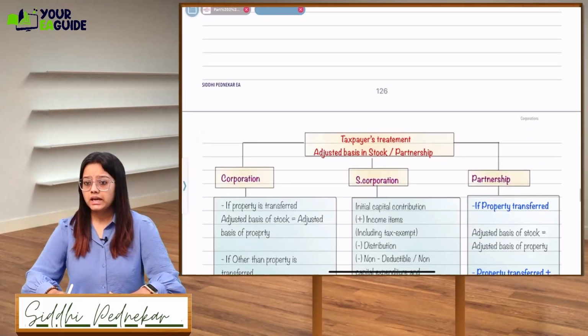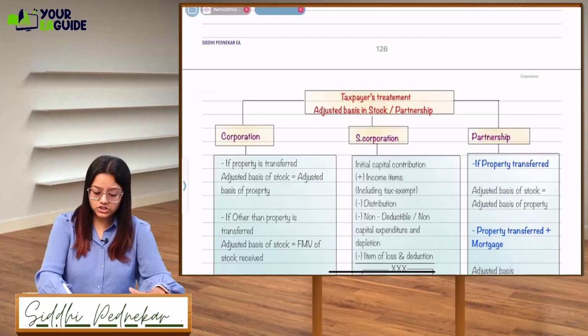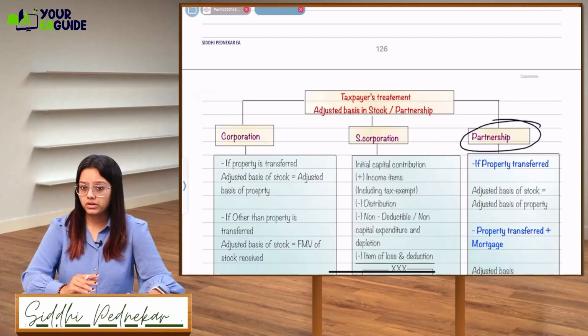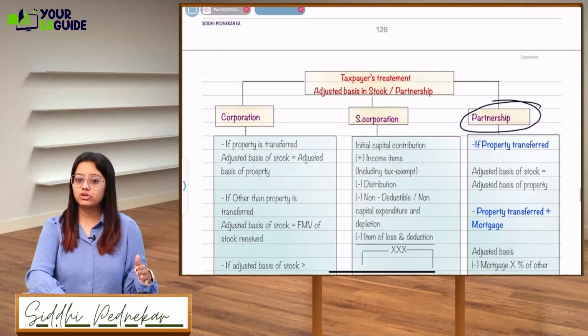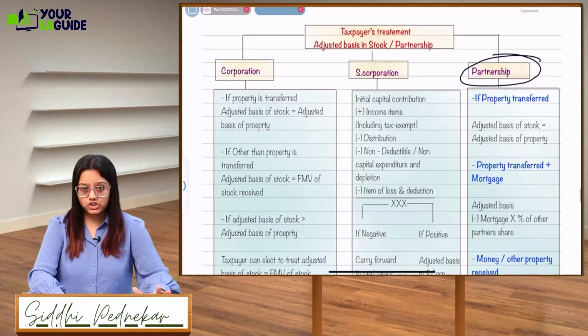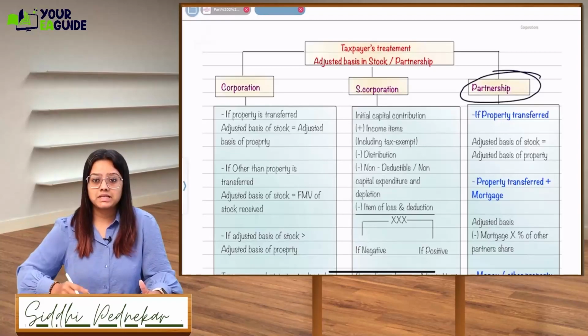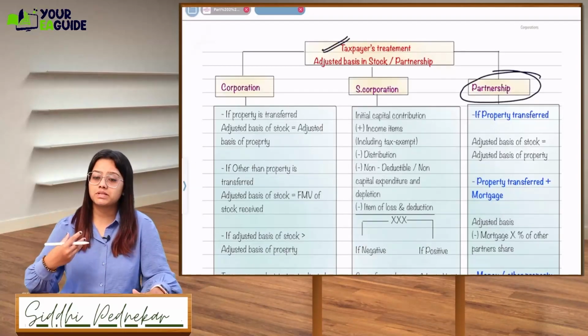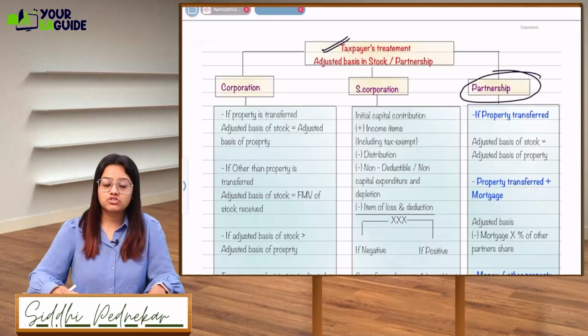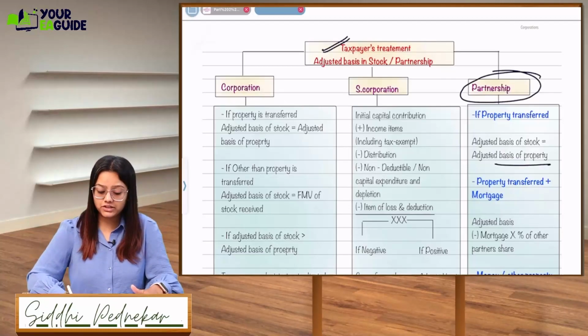Next, just look at the partnership only, guys. Don't look at the corporation and S corp. That we will be doing when we start with the corporation chapter. For partnership, what will be the adjusted basis in the stock for the taxpayer? For the taxpayer, what is the adjusted basis in the stock of the partnership? If property is transferred, the adjusted basis of stock will be the adjusted basis of property.